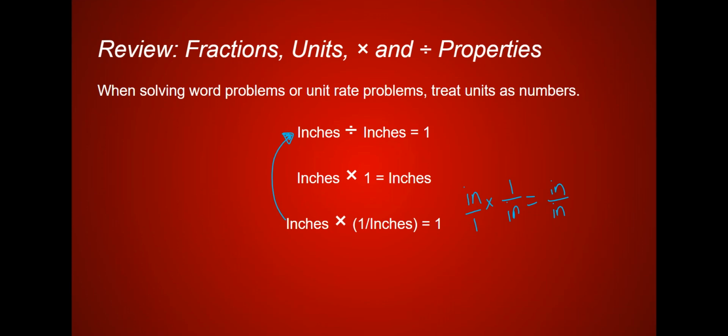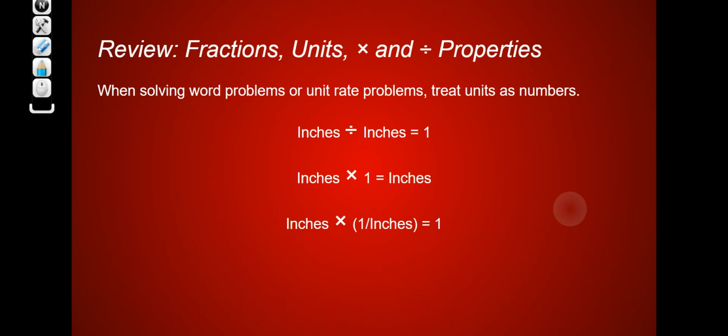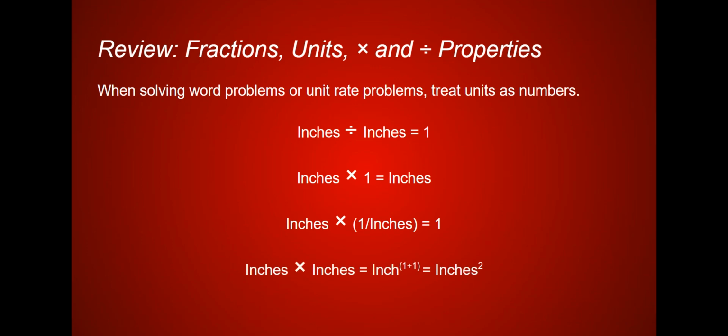But what would happen if we took inches times inches? Well, we would follow the exponent rules here, and we would treat each unit, so inch times inch, as being raised to the first power. The first power plus the first power would give us inches squared. Most of the time, though, you're going to see this written as square inches, and that abbreviation would look like this.